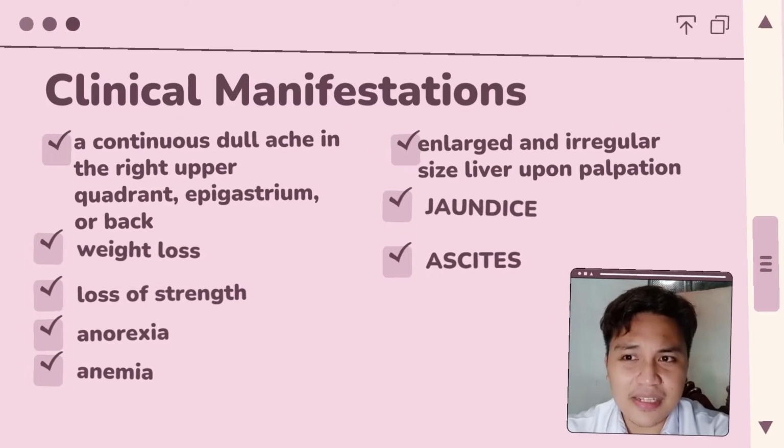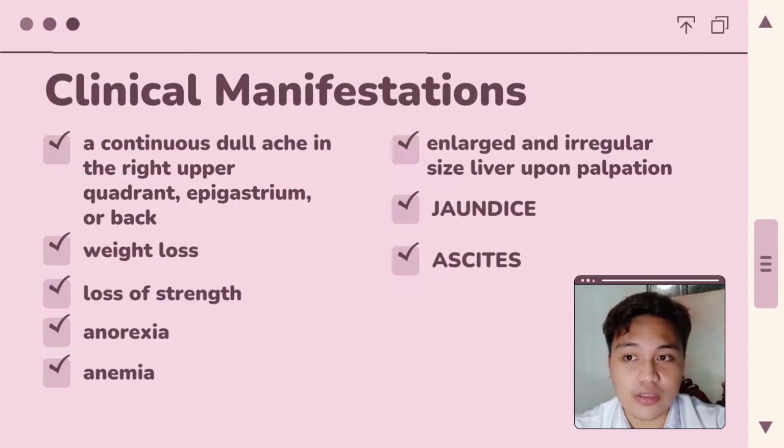Next is the clinical manifestations. Now, the early manifestations of malignancy of the liver include pain, which is a continuous dull ache in the right upper quadrant, epigastrium or back. There is also weight loss, loss of strength, anorexia, and anemia. The liver may be enlarged and irregular upon palpation.